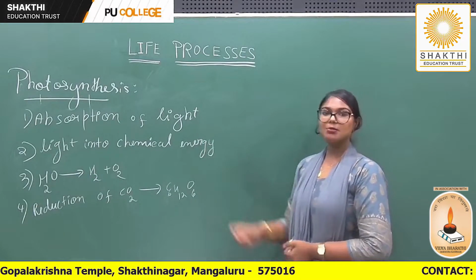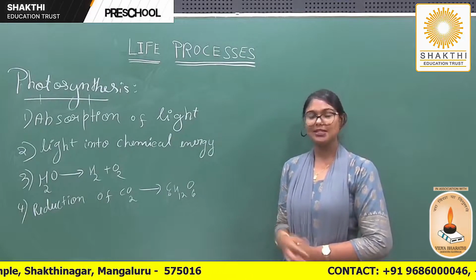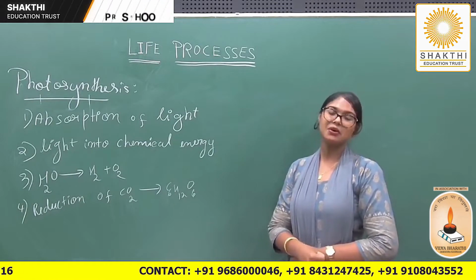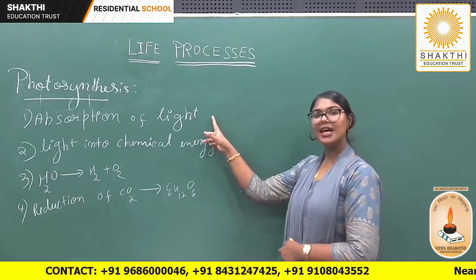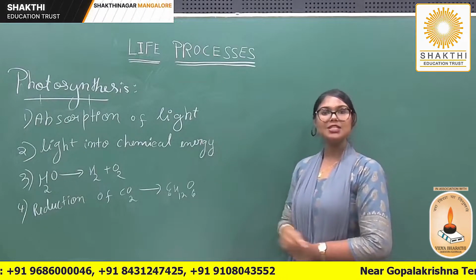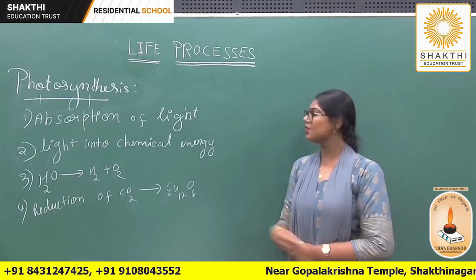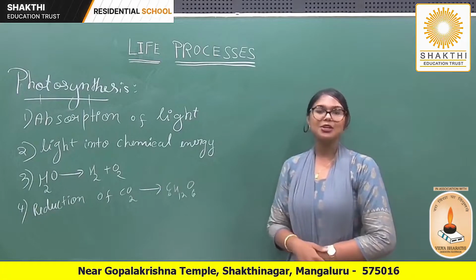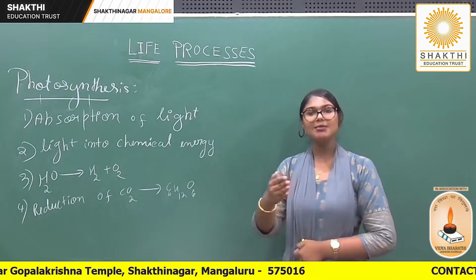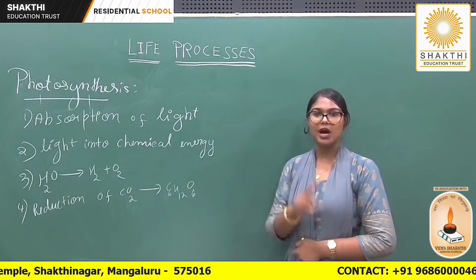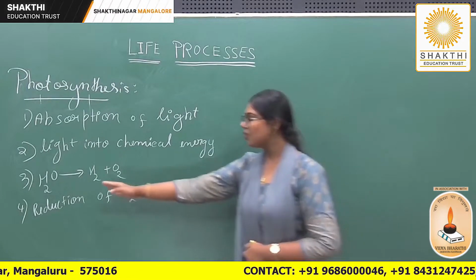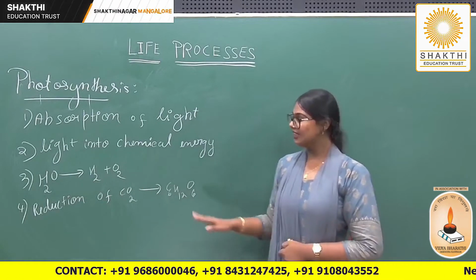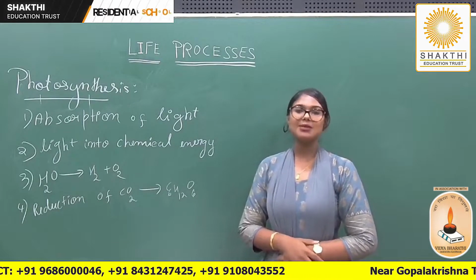First one, absorption of light by the chlorophyll pigment. The light that is coming from the sun is absorbed by the green pigment that is found in the leaves, students. Once this light energy is absorbed, it is converted into another form of energy which is called chemical energy. This chemical energy is now used to split water. Water, chemically we call it H2O, hydrogen and oxygen. H2O is split to give hydrogen and oxygen gases.